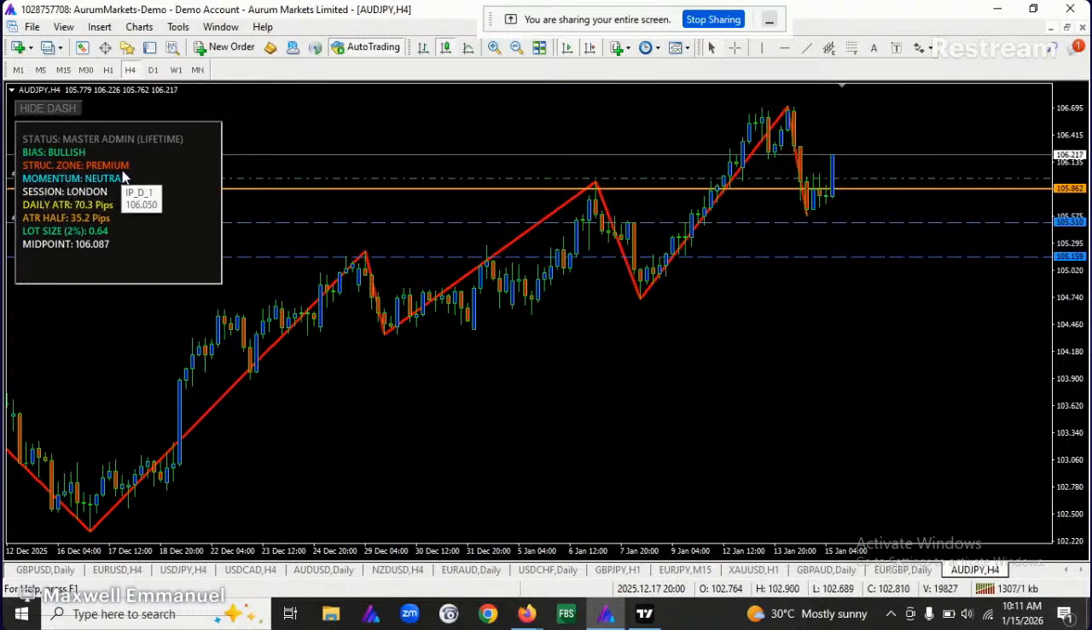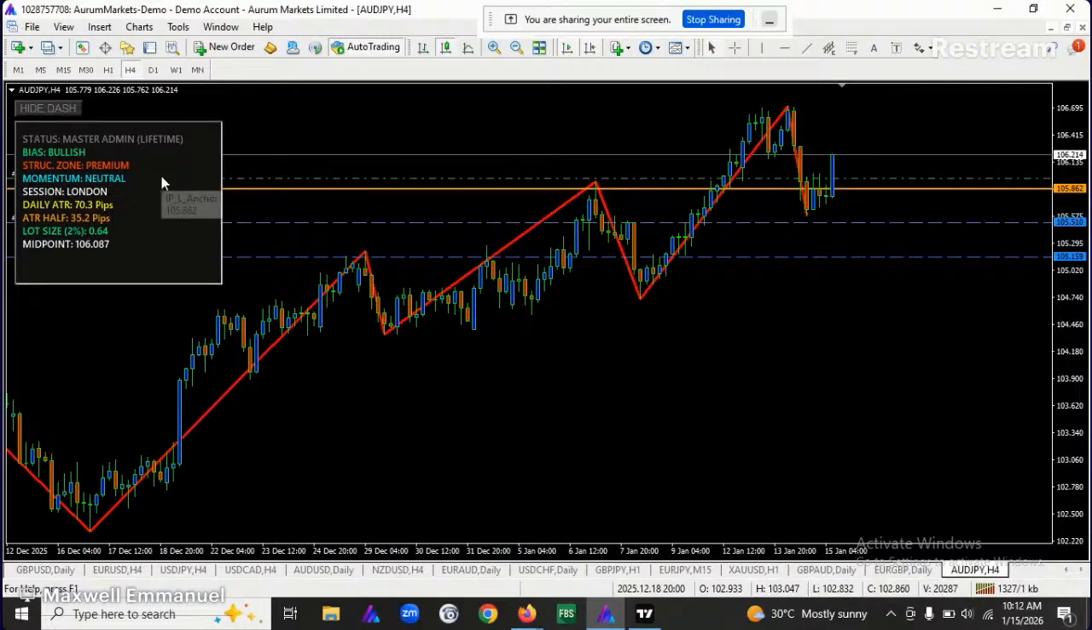Okay, now you can see the structure zone. Now price is at a premium area. So we could see a drop on Australian dollar JPY anytime soon. Australian dollar JPY could change its direction. So at what point would you sell?